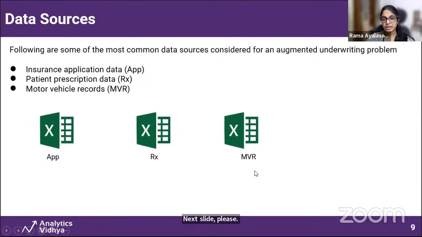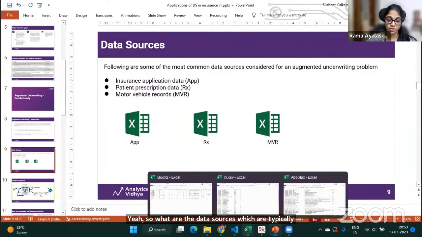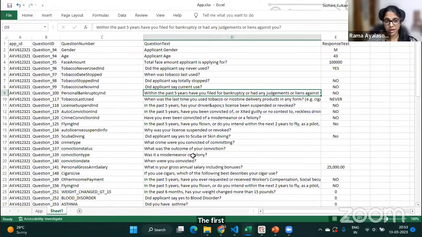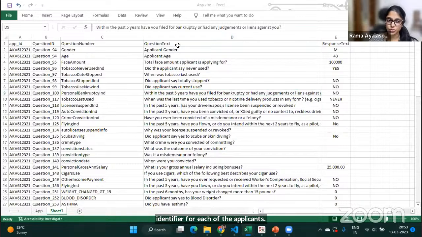Yeah, so what are the data sources which are typically used in this process? The first data source is the application data itself, which the applicant fills out. The application data has a lot of information, as you see here. It starts with an application ID, which is the primary key, a unique identifier for each applicant. An insurance application has a bunch of questions which cover a variety of aspects, be it the demographic aspect, what is your age, what is your gender, what is the amount you're looking for, what is the amount you want to pay out as a premium.